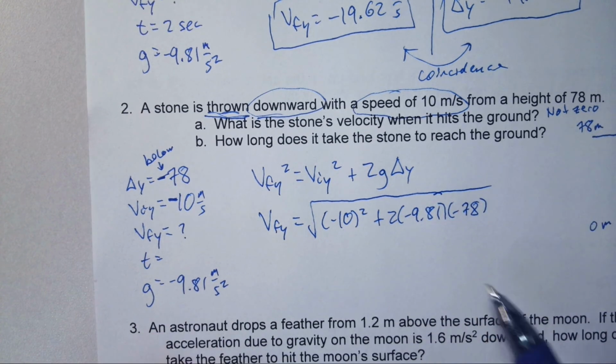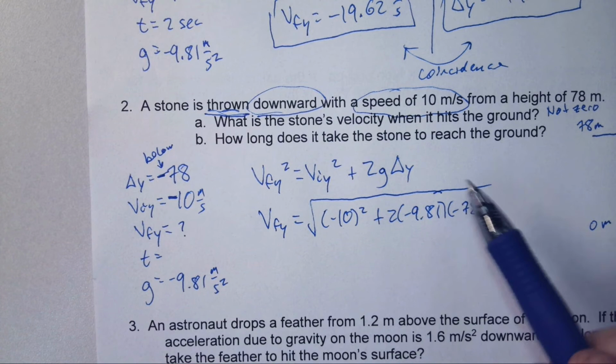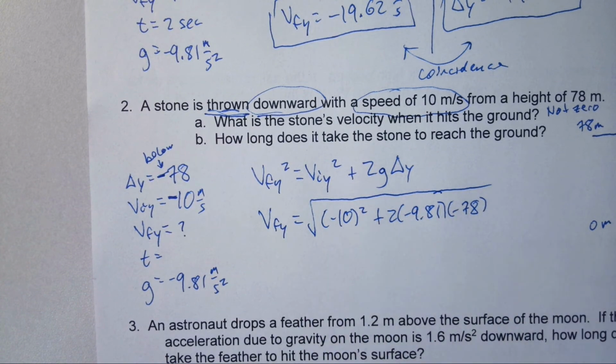Now, if you had put positive 78 and tried to calculate this, you would get a square root of a negative number, which you can't have. We do not have imaginary numbers in this, okay? So that is one kind of flag part. If you get a square root of a negative number, something is wrong with your calculation.